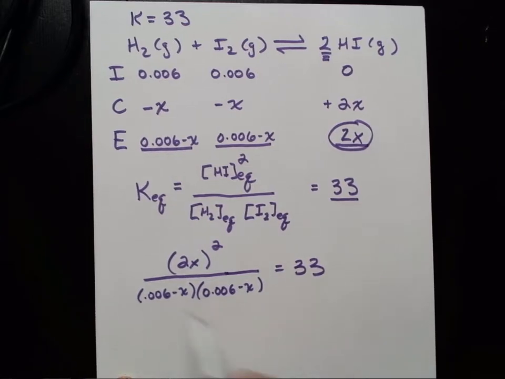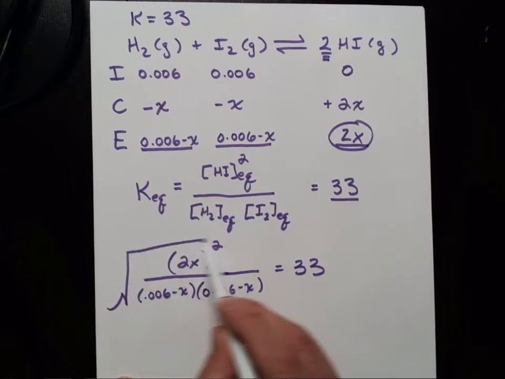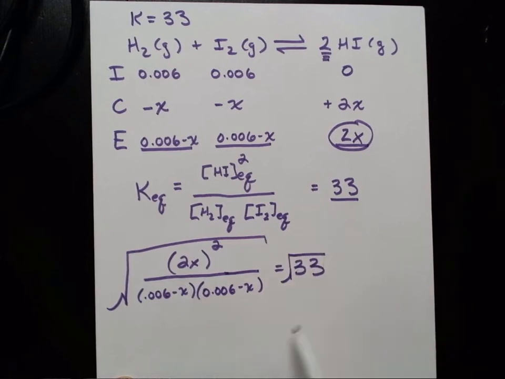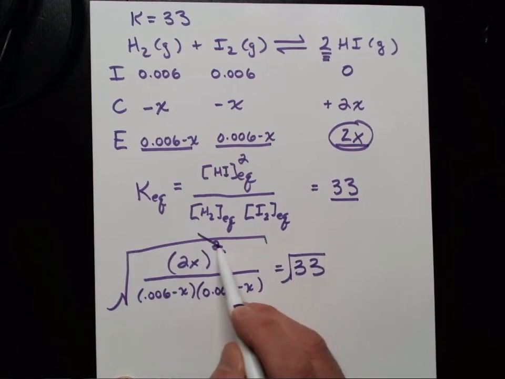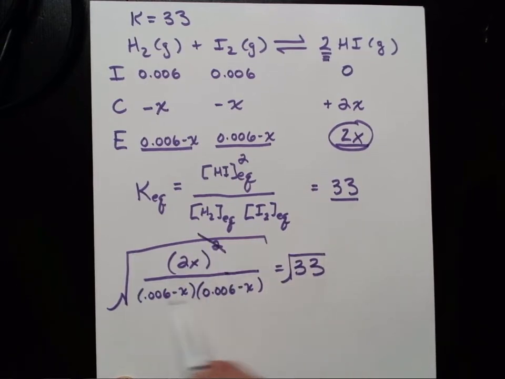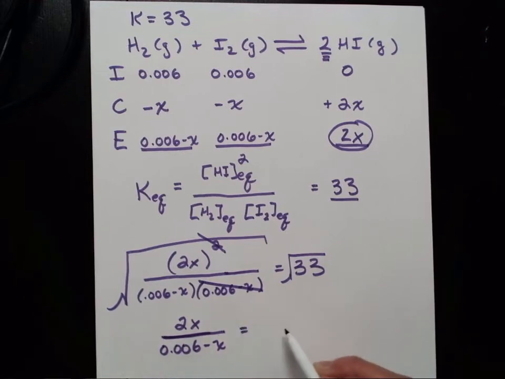Now we can simplify the algebra if I just simply take the square root of both sides of this. If I do that, the square root cancels this being squared, and this is on the bottom. If you look, it's this times this, so it's squared. So I'm just going to get rid of the 1. So I'll end up with, on the left-hand side, twice X over 0.006 minus X, that quantity, that should be equal to the square root of 33.